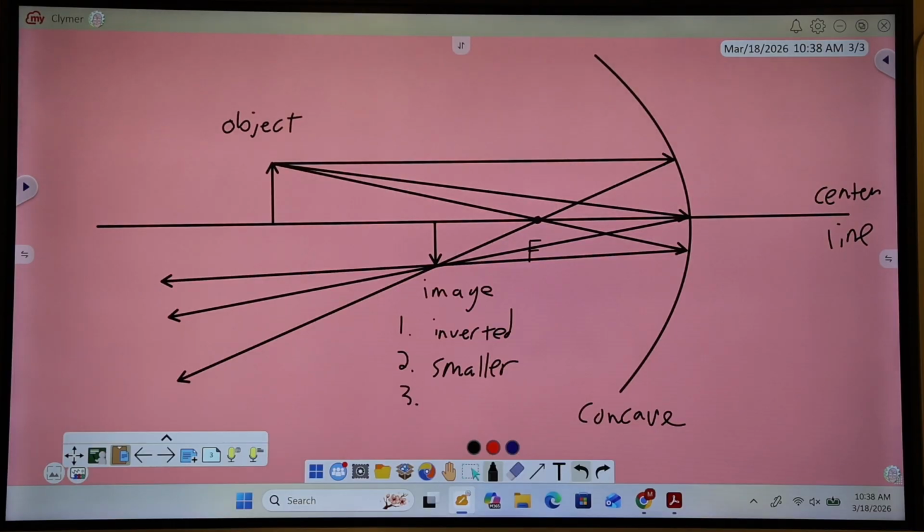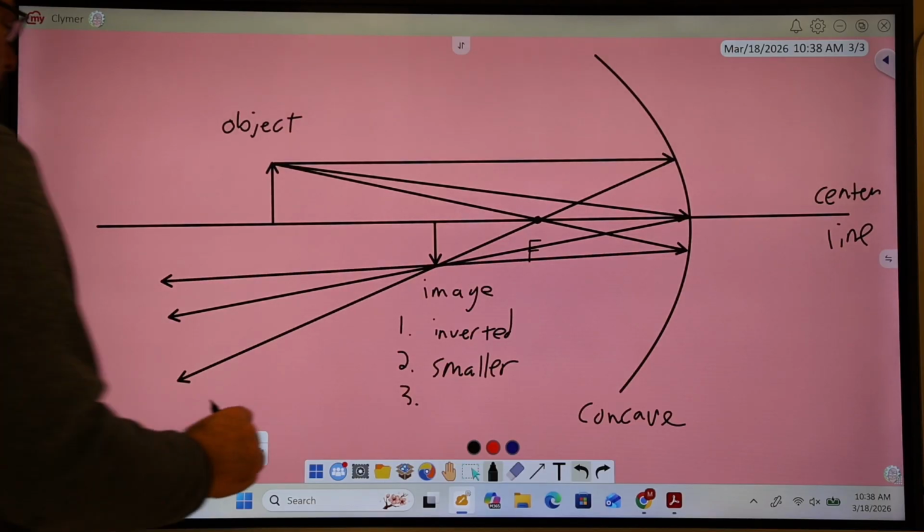And does that match what you have drawn in your paper, what I have up here on the board? Yeah. This arrow is upside down, and this arrow is smaller than the object. And lastly, and this one's not going to make a lot of sense right now, but this is a real image.